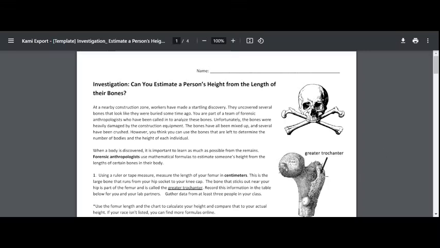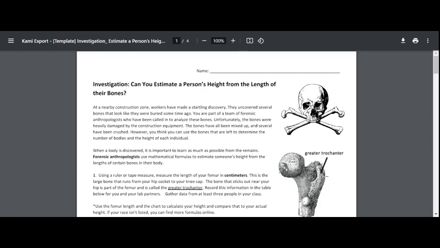All right, so for the investigation, can you estimate a person's height from the length of their bones? At a nearby construction zone, workers have made a startling discovery. They uncovered several bones that look like they were buried some time ago. You are part of a team of forensic anthropologists who have been called in to analyze these bones.